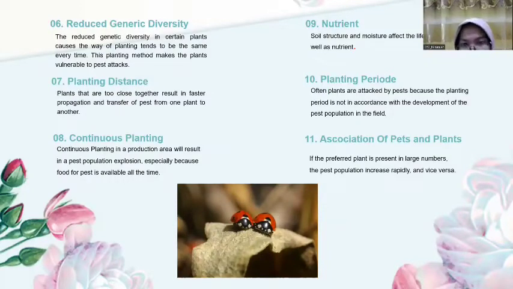Eleven, the ratio of pests and plants. If the preferred plant is present in large numbers, the pest population increases rapidly and vice versa. The explanation will be continued by my friend Adam.